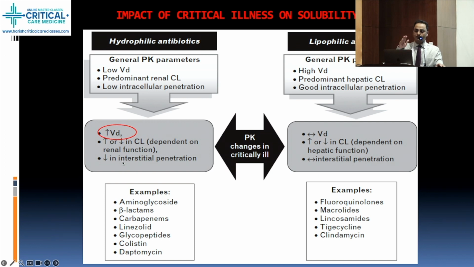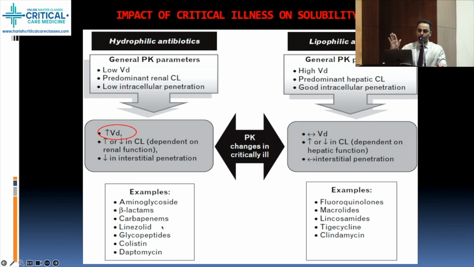So whenever there is an increase in volume of distribution, obviously if you are not going to match that with an additional bolus dosage for water soluble agents, it is not adequate to reach the tissue penetration and the tissue concentration. So that is the interlink between the solubility and volume of distribution in relation to critical illness, okay. So I told you most of the agents we use are water soluble.